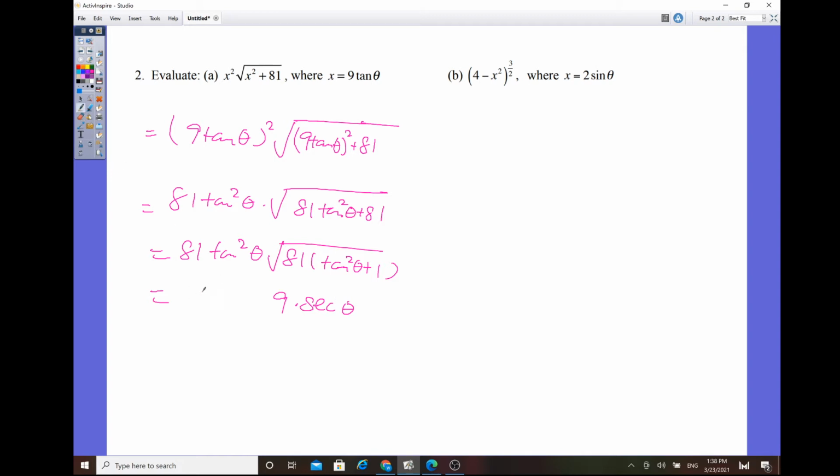Okay, so now what we got here is 81 times tangent squared of theta, which is sine over cosine. Basically you can just leave it like that, because there's nothing we can reduce here. And let's see what else we can do. So 81 times 9, then that'll be 819. Well, no, excuse me. Sorry. 729.